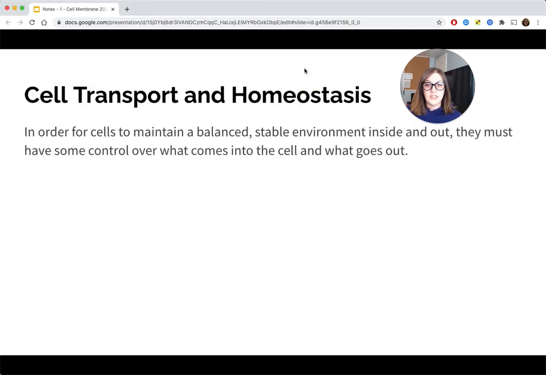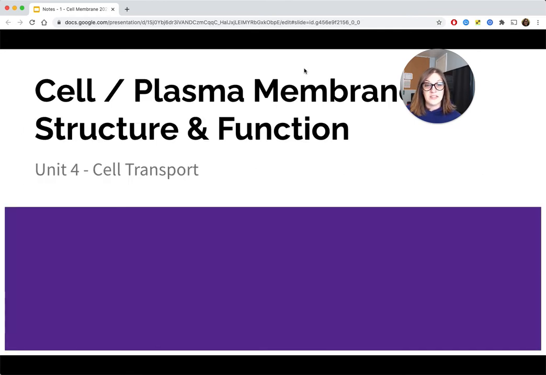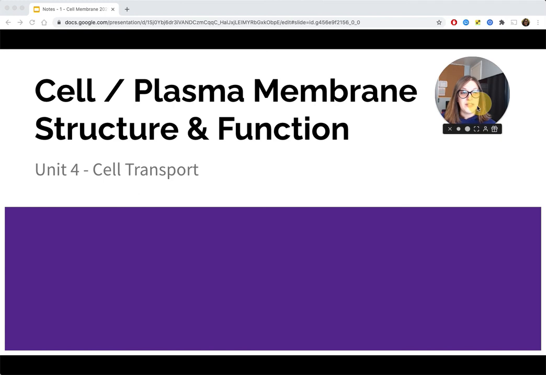In order for cells to maintain a balanced, stable environment inside and outside the cell, they must have some control over what can enter and leave. One very important cell structure that all cell types have has the responsibility of acting like a fence or gatekeeper, determining what can enter the cell and leave. Do you know what this structure is? Hopefully you recognize that this structure must be some kind of outer layer of the cell, and that structure is the cell membrane. So we'll be talking about the cell membrane today.